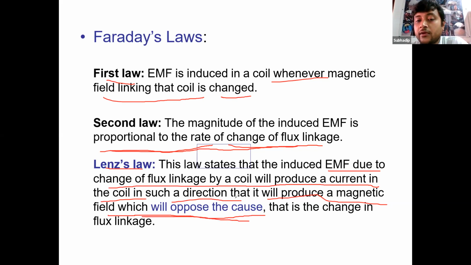Oppose the cause means, what is this cause? The cause is the voltage which is applied. So this will act in the reverse direction of the induced EMF, that is, the change in flux linkage. As per this, it is given by E equals minus N d phi by dt, or in terms of the magnetic circuit as the electric circuit, it is minus L di by dt. So move on to next.